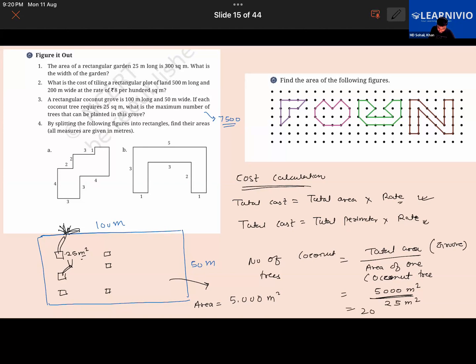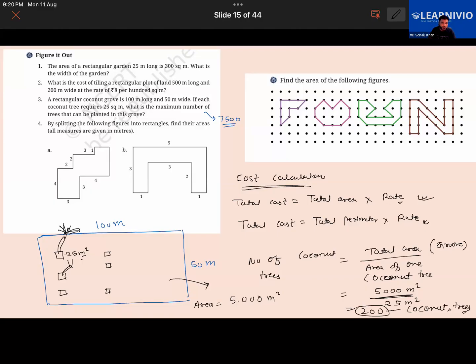I think you said this earlier as well, right? Yes, sir. I have done the fourth question, A and B also. Oh, that's brilliant. So a total of 200 coconut trees can be planted in this. Is that clear to everyone? Yes.